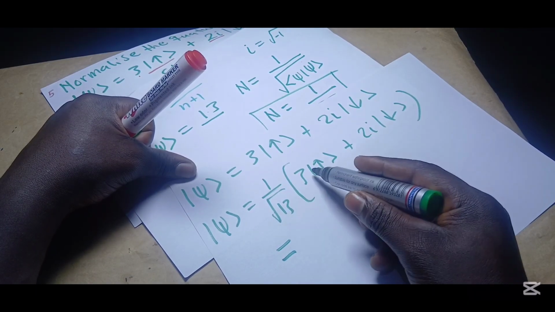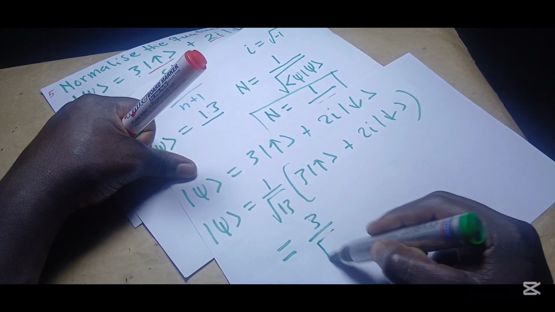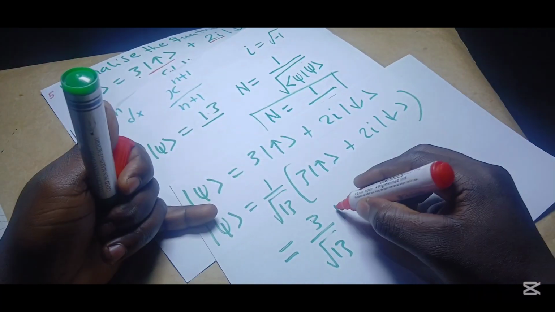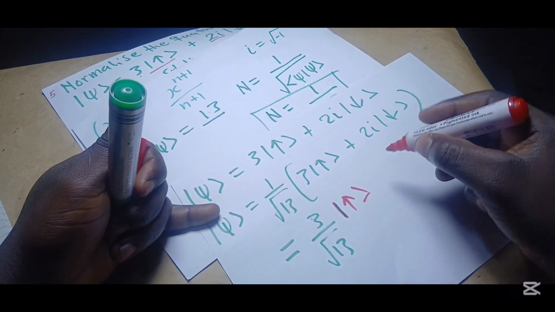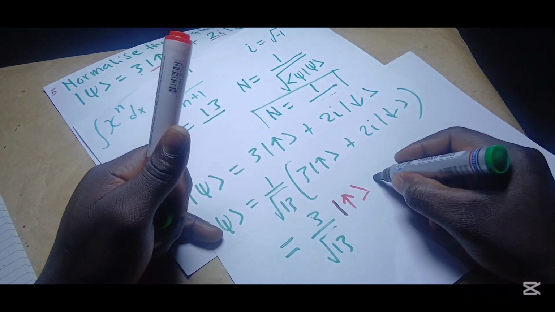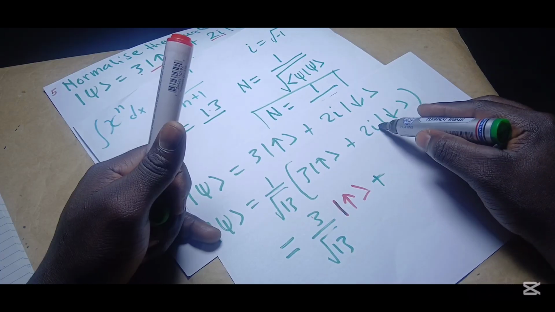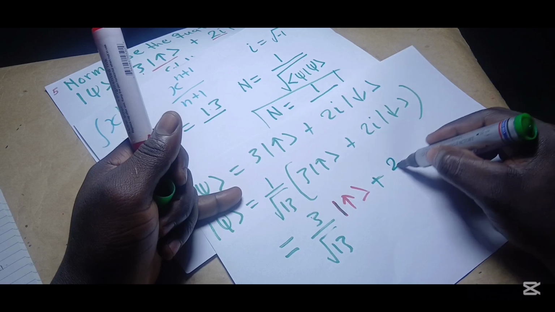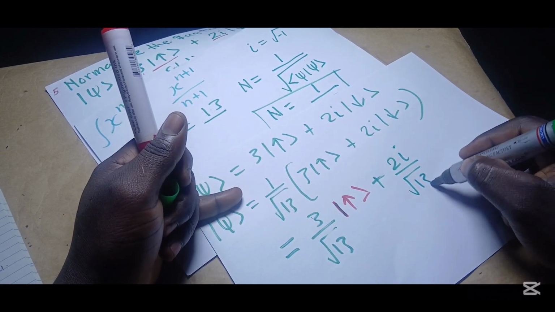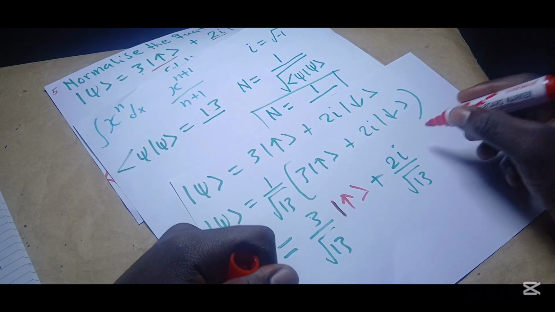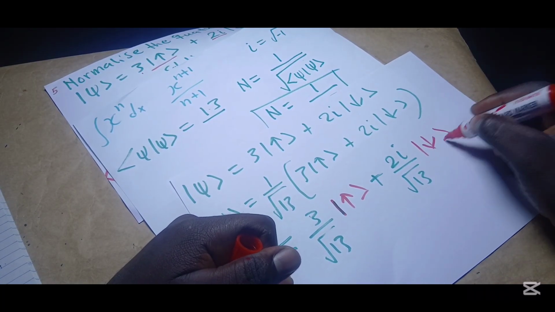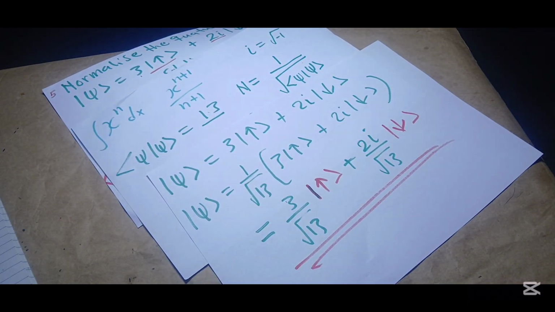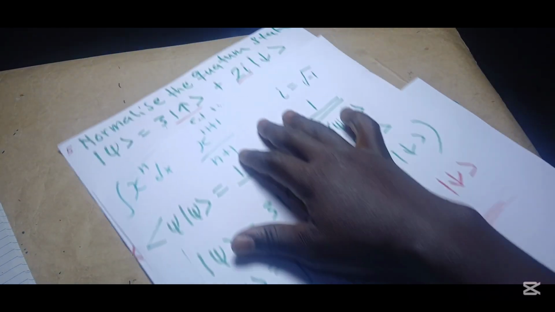So 1 over square root of 13 multiplied by 3 gives us 3 over square root of 13. Just bring whatever is here, spin up, plus 1 over square root of 13 multiplied by 2i. You just have to focus on the coefficients. It's going to give us 2i all over square root of 13. Then bring in the remaining term. So this is a normalized wave function, a normalized quantum state.